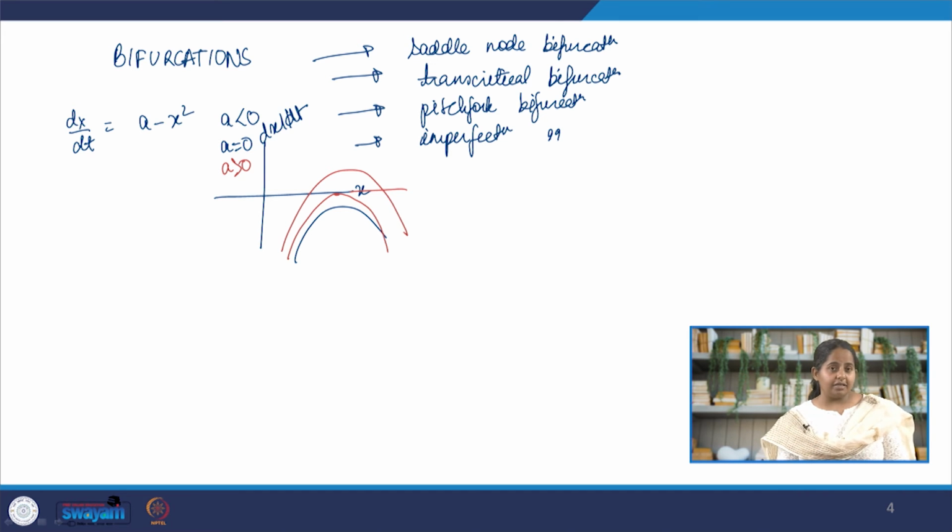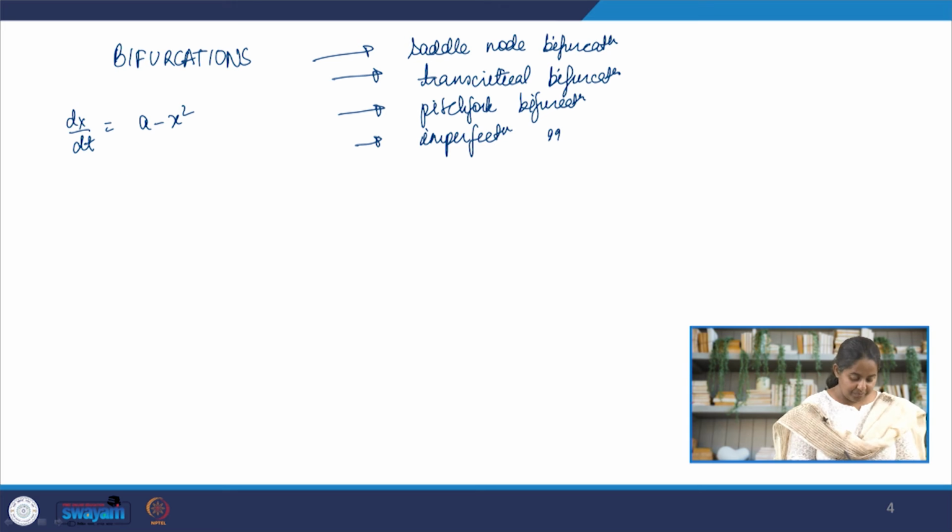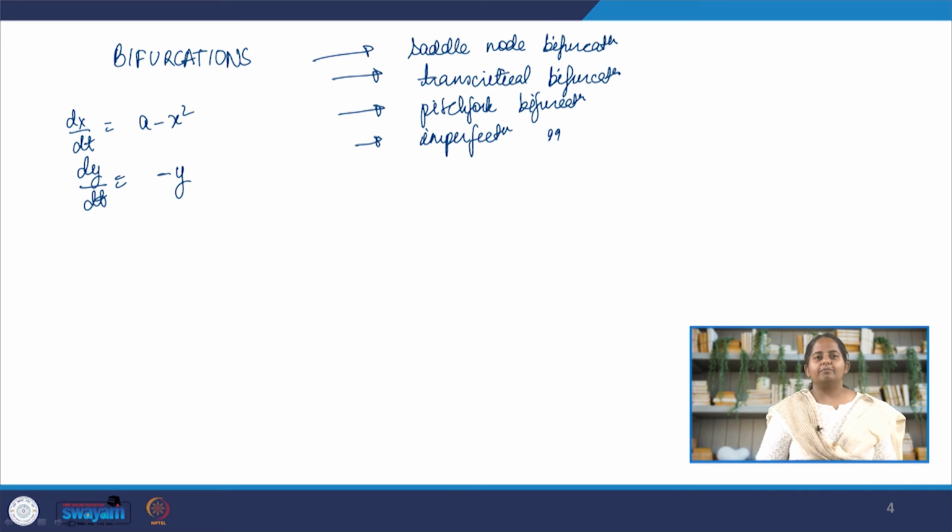Now, in a 2D system, we can use the exact same model, but just add another variable. And of course, I'm going to keep it very simple. For the y-axis, the second variable, let's just make a very simple model: dy/dt equals minus y. So, we know that y is reducing for positive y and increasing for negative y. So, it's moving towards the x-axis. Let's explore this very system model and try to understand how saddle node bifurcations look in 2D.